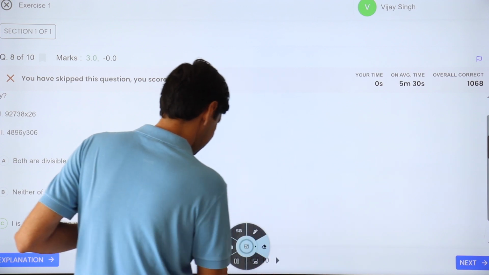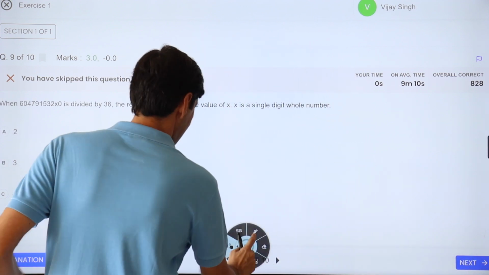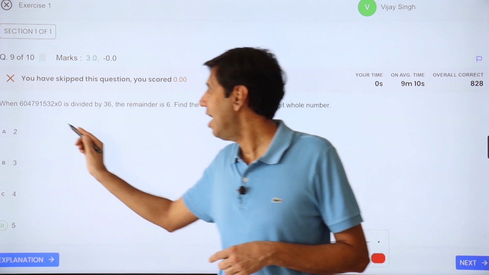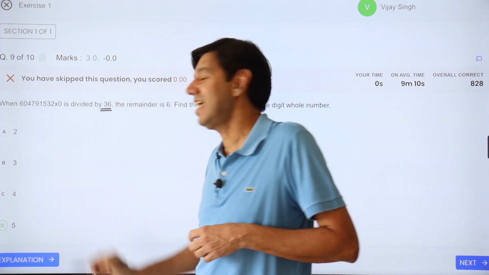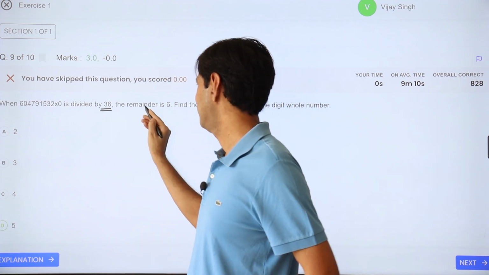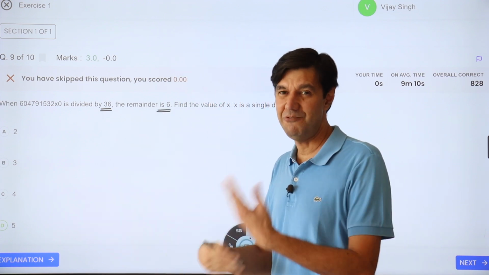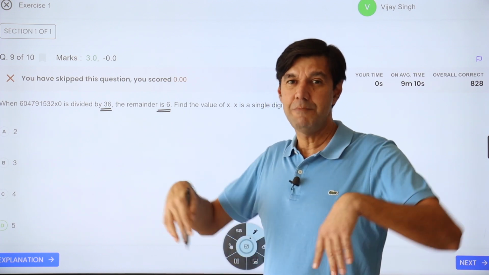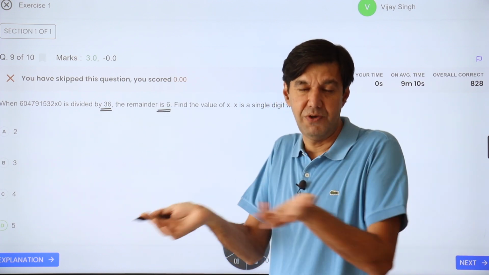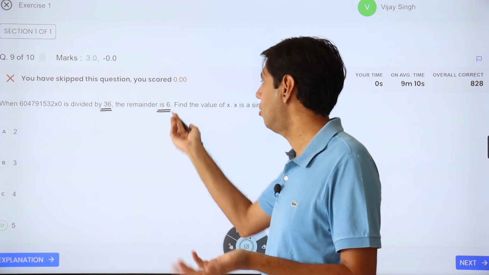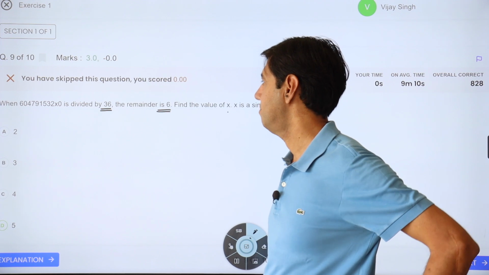We could have managed a better question in this time frame. And when this number is divided by 36, good question, the remainder is 6. So it's not completely divisible, there's a leftover 6. Now people throw up their hands: I don't know what is supposed to be done here. We learned divisibility rules, but now how do I handle this? Find the value of x. X is a single digit whole number.